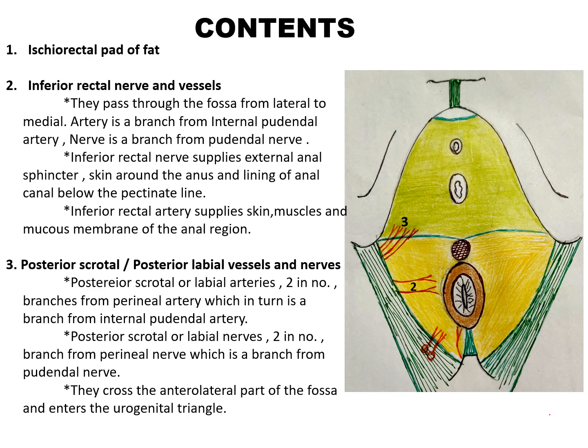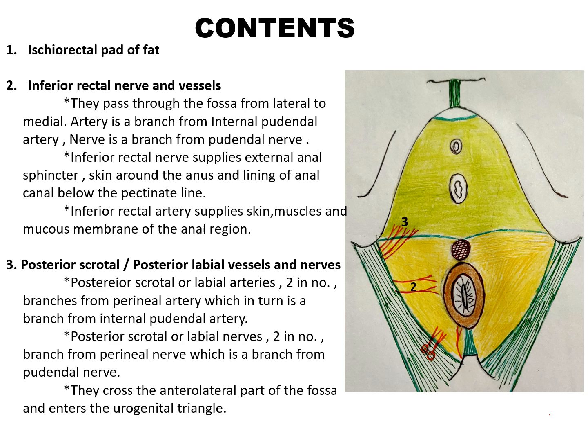Coming to the contents of the ischiorectal fossa, the first content is the ischiorectal pad of fat. The next one is the inferior rectal nerve and vessels. The inferior rectal nerve and vessels pass through the fossa from lateral to medial side. Observe the picture, they are indicated by the number 2. They pass through the fossa from lateral to medial side.